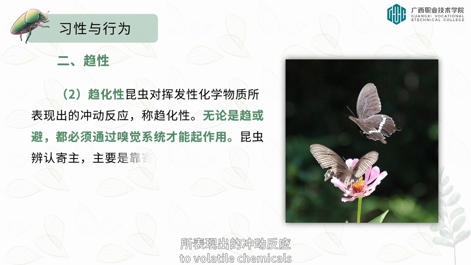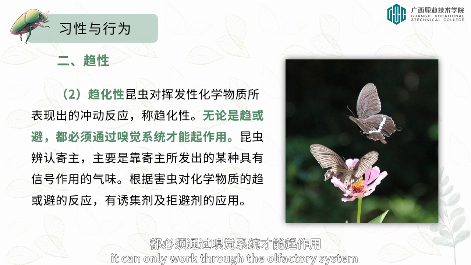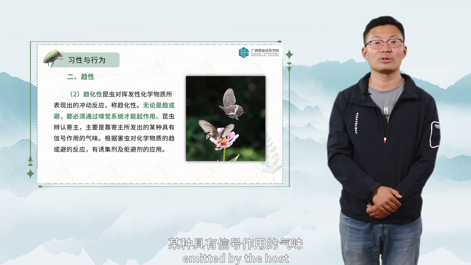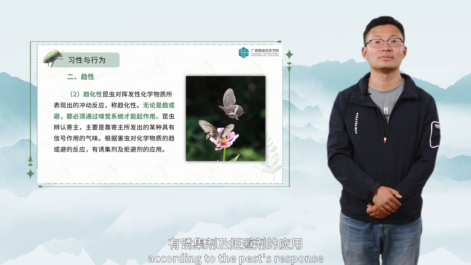Chemotaxis, the impulsive response of insects to volatile chemicals, is called chemotaxis. Whether attract or avoid, it can only work through the olfactory system. Insects identify the host mainly by some kind of signaling smell emitted by the host. Attractants and repellents are used according to the pest response to chemotaxis or evasion of chemicals.